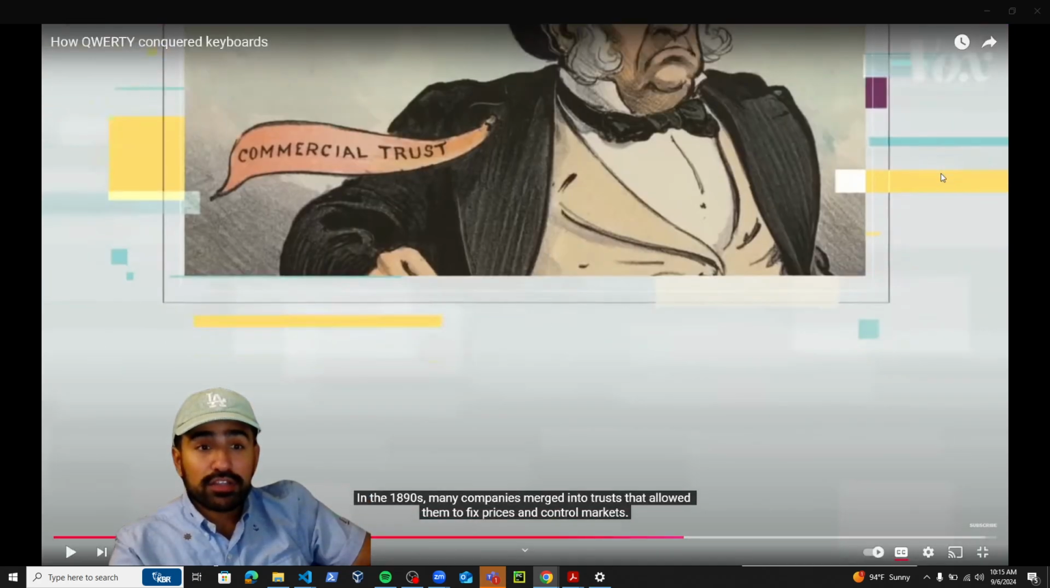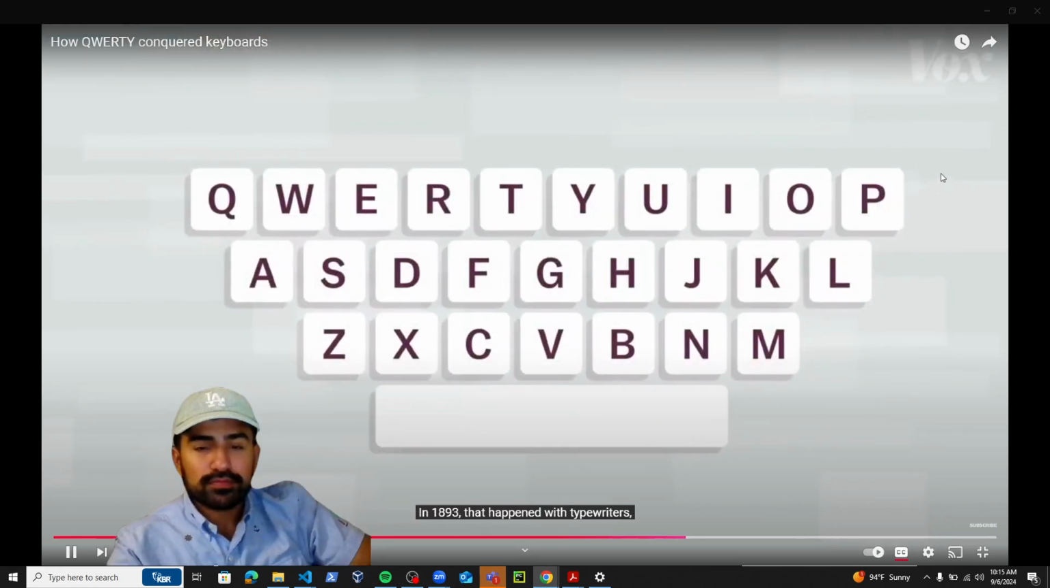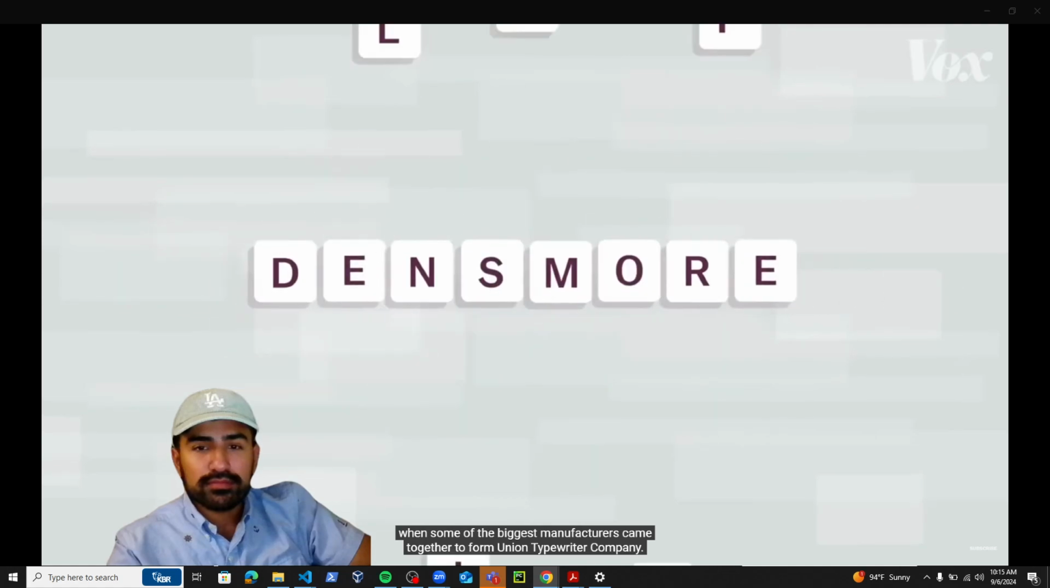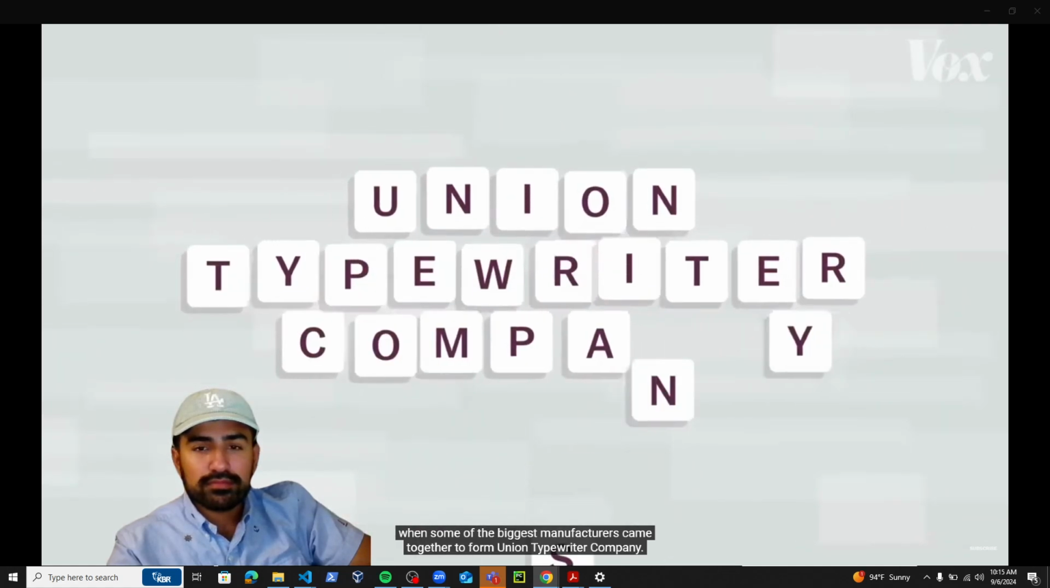Yeah, this era is actually where the game Monopoly was first based on. So this was a time when entire companies were becoming excessively large, right, and were deciding prices, winners and losers in the economy. Yeah, it was out of control. So just fun fact, that's where Monopoly came from. In 1893, that happened with typewriters, when some of the biggest manufacturers came together to form Union Typewriter Company.